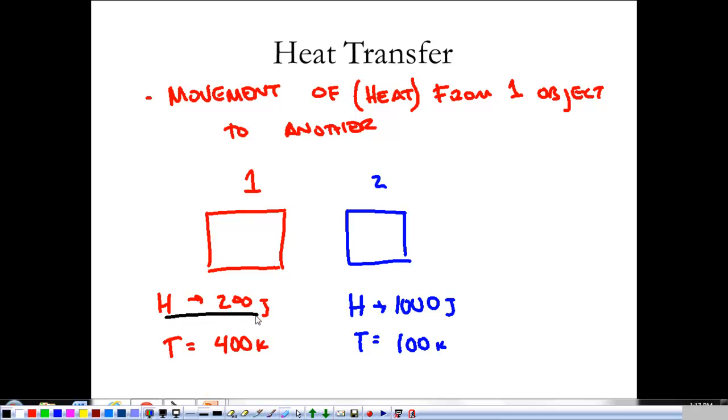Heat is just telling me about the total energy. Looking at just the heat is not going to tell you how heat is going to move. Even though this has 1,000 joules of heat, it's not going to go from object 2 to object 1. We have to look at temperature to see how we're going to transfer energy from one object to another. This is essentially telling me about the kinetic energy of the particles.